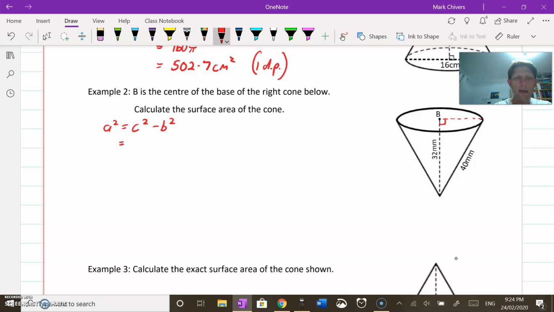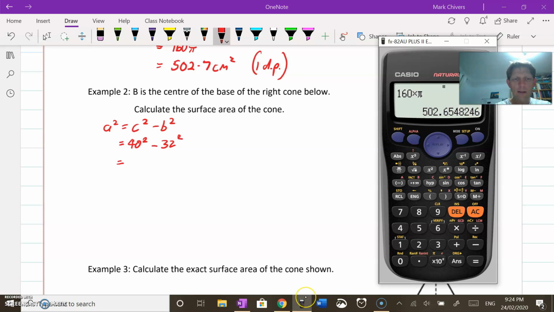In this particular case, c squared is 40 squared and b is going to be 32, so it's going to be 32 squared. This one I will put in the calculator because I don't really know my 40 squareds that well. Well, actually 40 squared wouldn't be too hard, but 32 squared is a little bit harder, and we end up with 576.